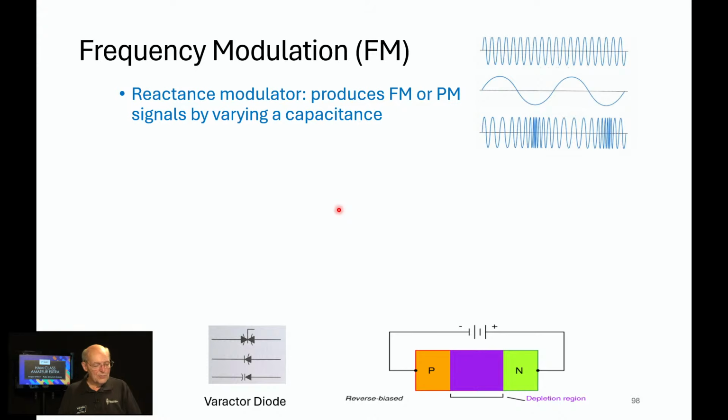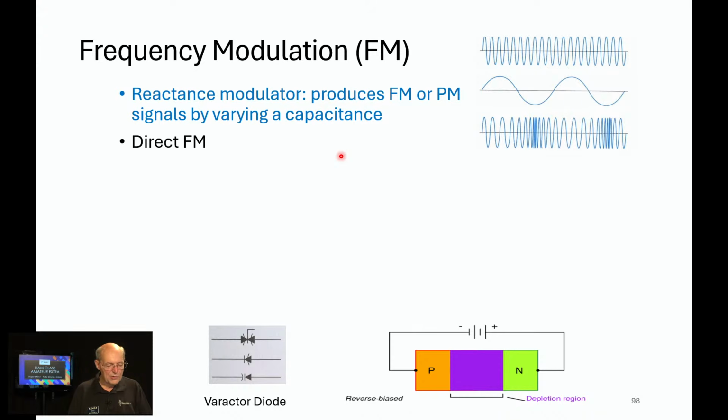How do we do that? Well, we use a reactance modulator. You might remember from Gary's discussion of P and N junctions, if you reverse bias a junction, this depletion region becomes wider. So, like the plates of a capacitor, they become further apart, which reduces the capacitance. And these are the diagrams, or the circuit symbols, for varactor modulators. So, a reactance modulator produces FM or PM signals by varying a capacitance.